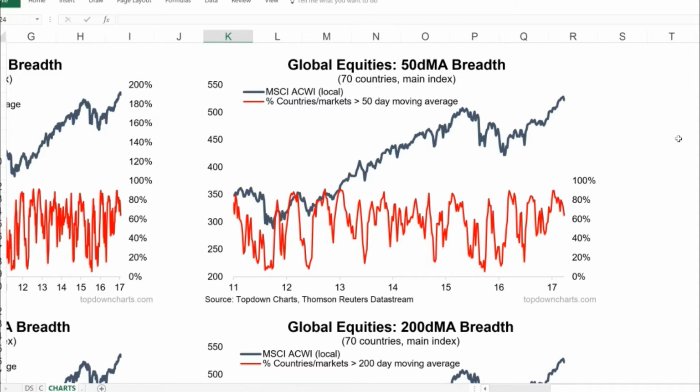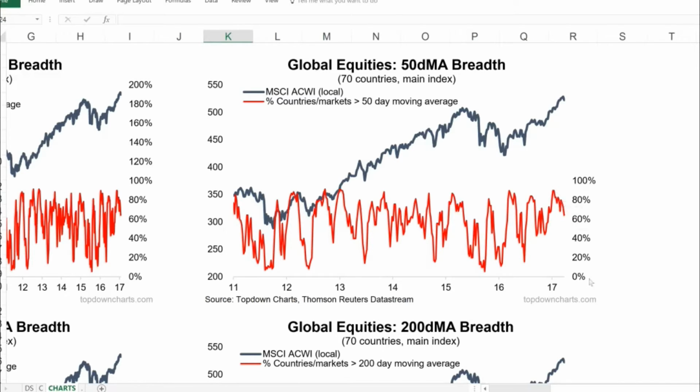And really what this video is about is having a look at some of these charts that identified for global equities where there's sort of near and pressing downside risk being presented from the breadth indicators. And so first chart here is the 50-day moving average breadth indicator for global equities. This is looking across 70 different countries, the main benchmark indexes, and looking at the percentage of which are above the 50-day moving average.